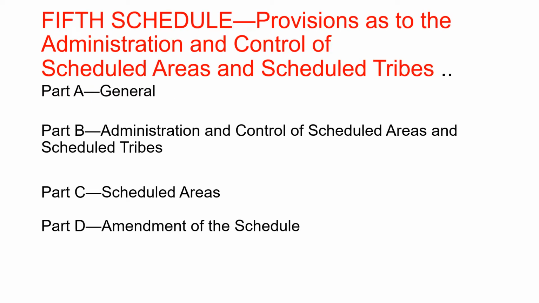Fifth schedule, provisions as to administration and control of scheduled areas and scheduled tribes. Part A of the fifth schedule is general. Part B is administration and control of scheduled areas and scheduled tribes. Part C is scheduled areas. Part D is amendment of the schedule.